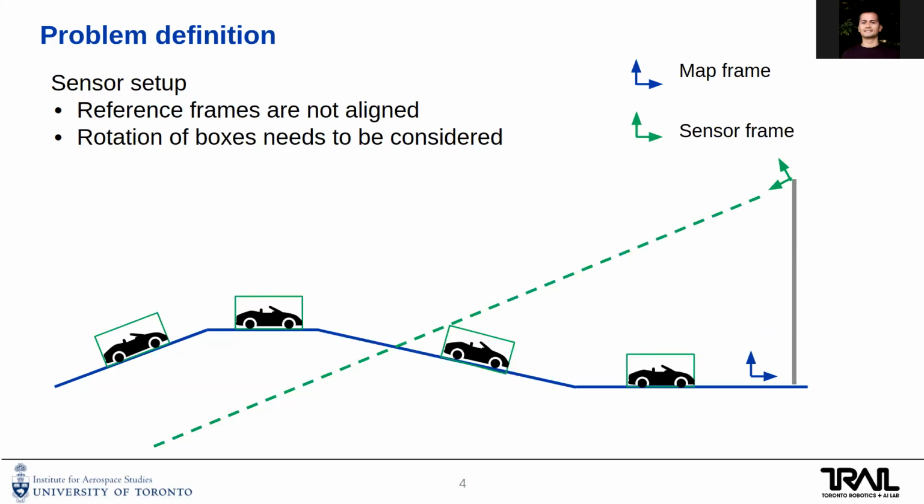Getting into more details about the problem definition, the reference frames of the map and the sensor frame are not aligned. That's why we need to account for the rotation of the 3D bounding boxes due to changes in perspective as well as changes in the slope of the road.